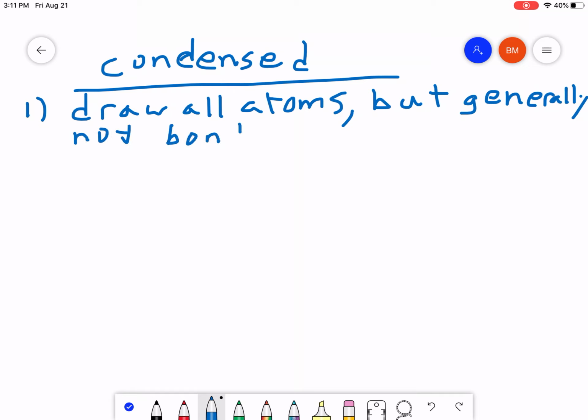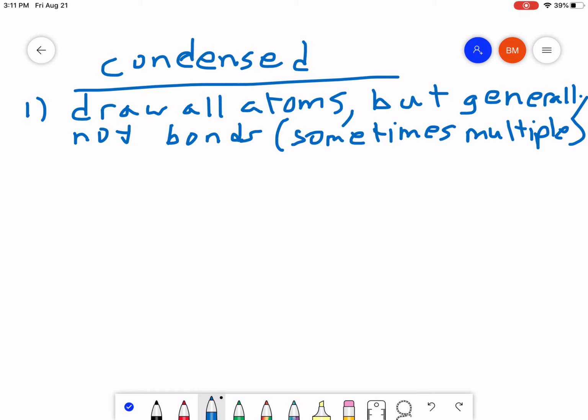And I put generally because one thing that you're going to see that's kind of aggravating about condensed structure sometimes is that it can be a little bit ambiguous, and there are some different interpretations. And I'll actually show you an example of this as well. Sometimes multiple bonds are actually drawn in. Multiple bonds being double or triple bonds. Sometimes they're not. And again, like I said, there's a few different little nooks and crannies and tweaks that people use in condensed structures. That's going to be one of them.